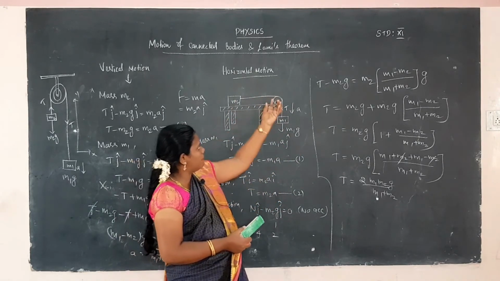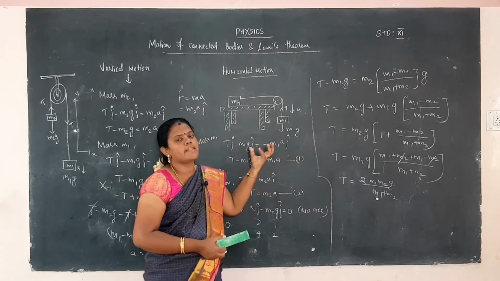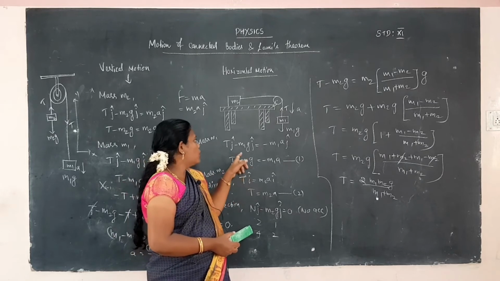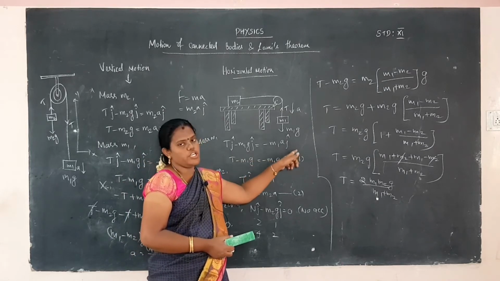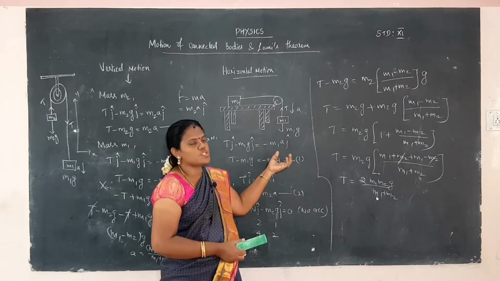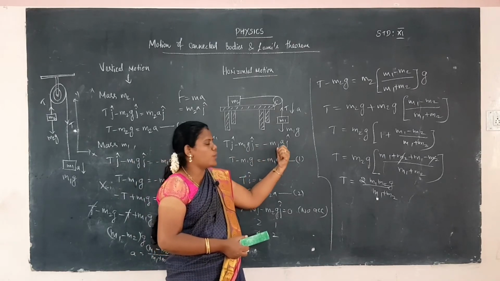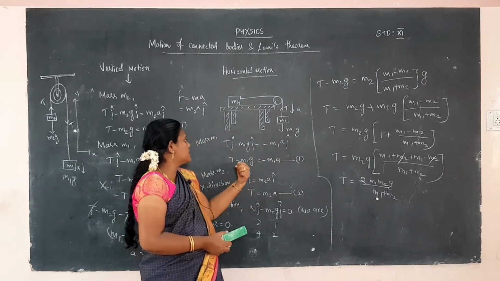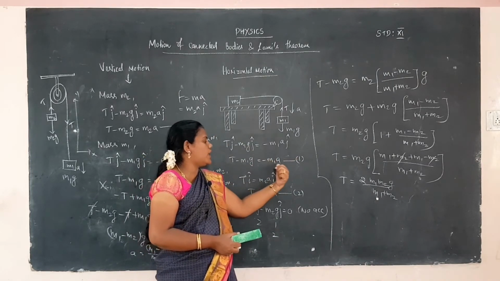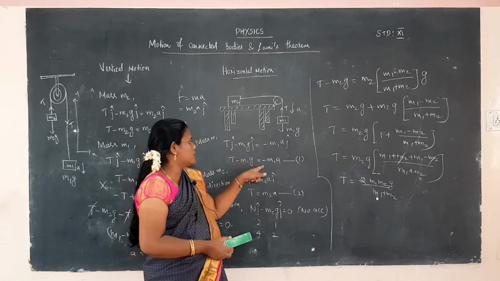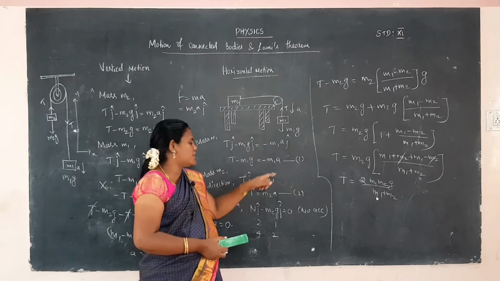So the acceleration is acting downward, and it will be considered as negative because it is in the negative y direction. So minus m1a into j cap. The force is considered as downward, the negative y direction, so it will be put as minus m1a into j cap. Then taking the components only, T minus m1g is equal to minus m1a. This will be taken as the first equation.